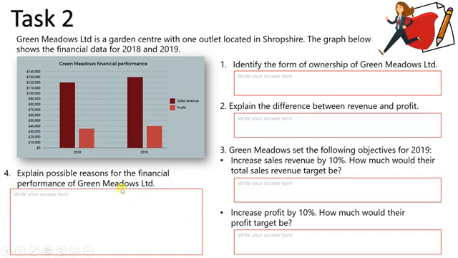And question 4. Explain possible reasons for the financial performance of Green Meadows Limited. Because we're looking at the sales revenue figures and the massive difference in their profit figures. So we need to go back over potentially the last lesson, lesson 6, and look at what were the other ways they could be doing in order to improve this financial performance and maybe do something about that gap. Can't say anything more because that's probably going to give the game away.